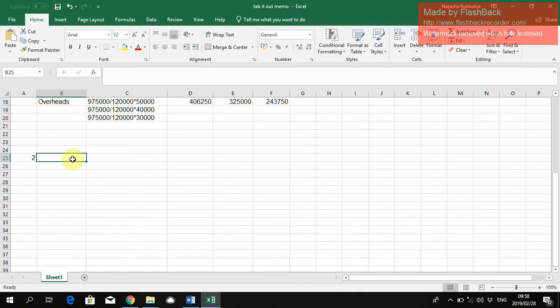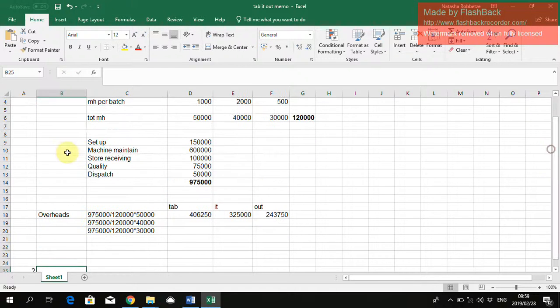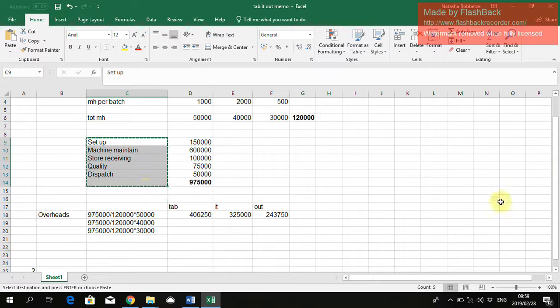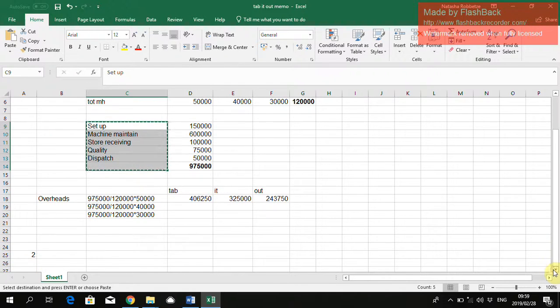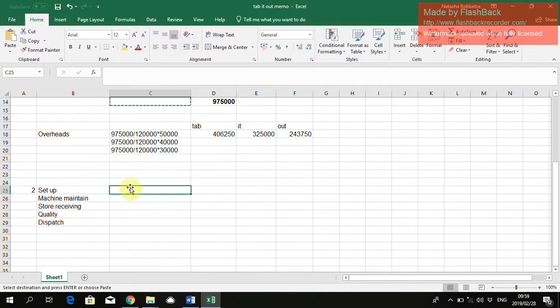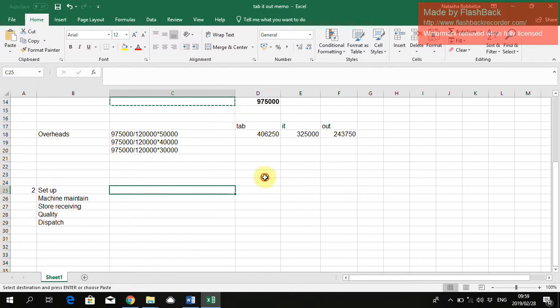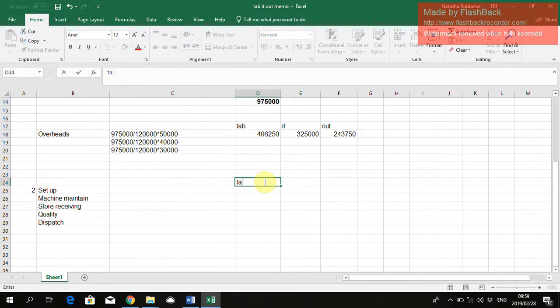So the calculations for ABC costing requires for us to now do a calculation for each type of overhead that is incurred. So I usually encourage my students to do it in a block format so that they are able to understand that the calculation should be done for each type. So I'm just copying the types of overheads that we are working with. We will then need a column for the calculations, and then again we will have tab, it and out.